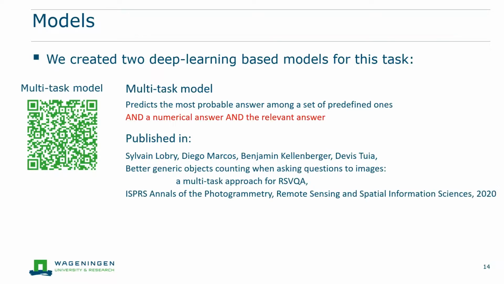For the second model, also based on deep learning, we took a multitask approach. We predict an answer among a set of predefined ones, but also a number for numerical questions. Indeed, the classification approach shows limits for such questions. Finally, we also predict the relevant type of answer, among set or numerical, based on the question alone. Once again, you can read more about this approach in our publication that we just released.